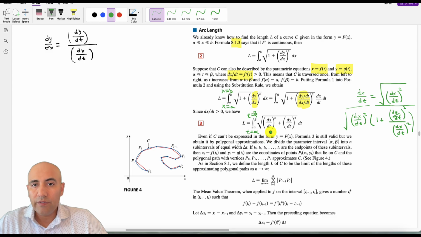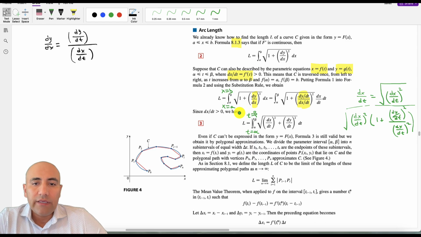And again, assuming that dx/dt is always positive, that means it's not going to retrace itself. X is going to go from a to b without any retracement. Okay, and so this will give us the length of the curve along that space. A little further explanation: even if C can't be expressed in the form y equals f of x, this formula, formula 3, is still valid, but we obtain it by polygonal approximations.